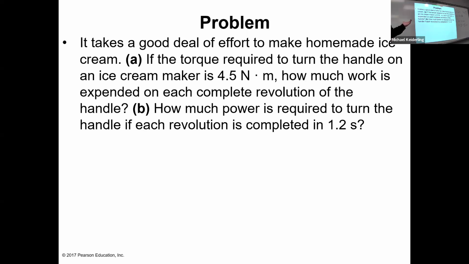Oh yeah, a complete revolution is 2 pi radians. That's a definition. That falls out of the definition of a radian. So yes, 1 revolution equals 2 pi radians.